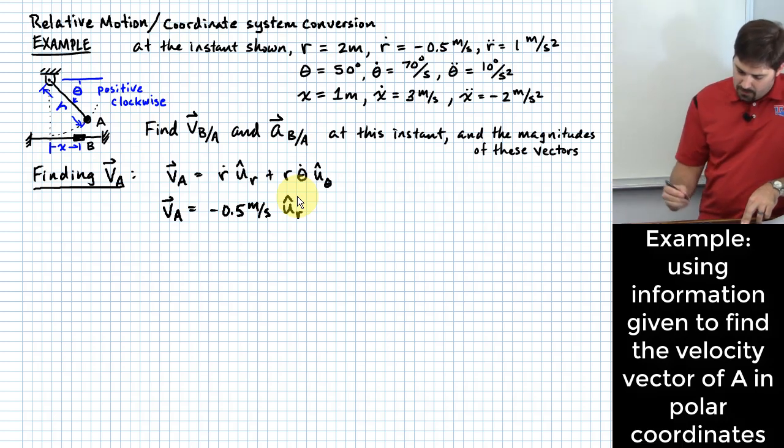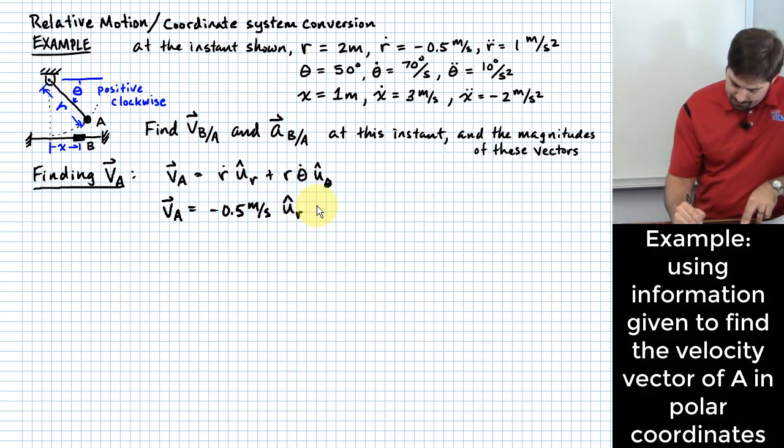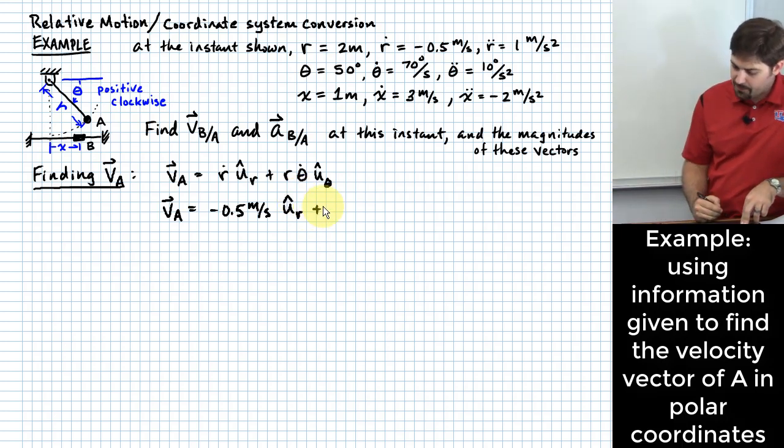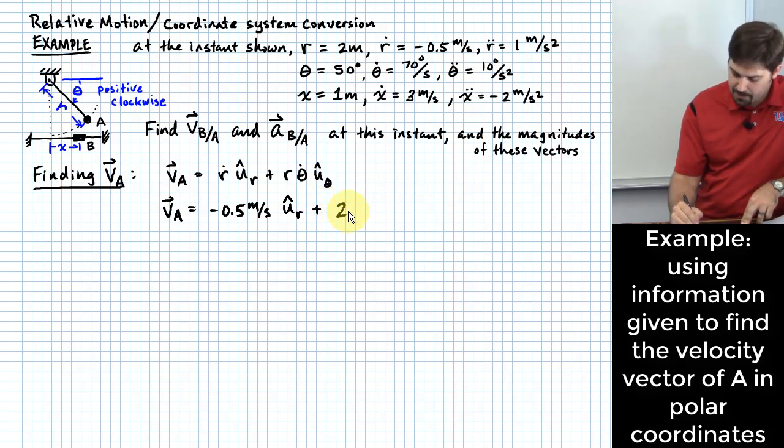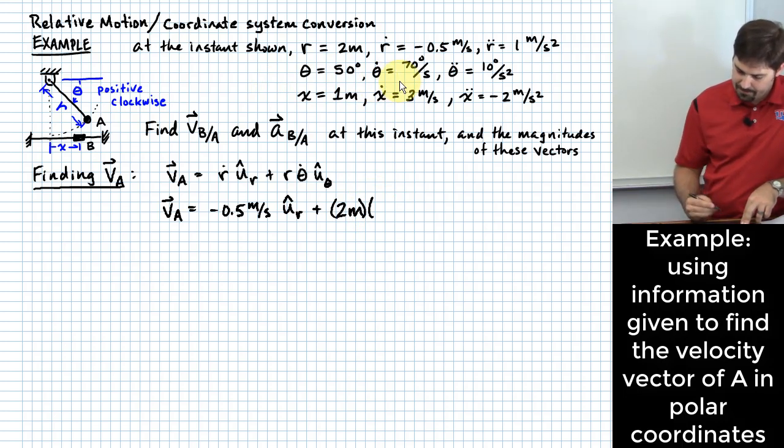Okay. What about the transverse direction? Well, I have to plug in my radius value that I have right now, which is 2 meters. I then need to multiply that by theta dot. Okay, theta dot is 70 degrees per second.